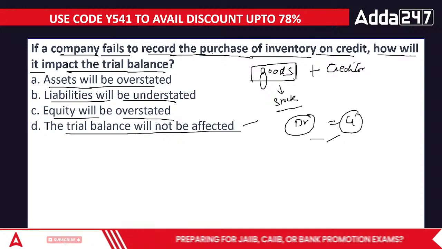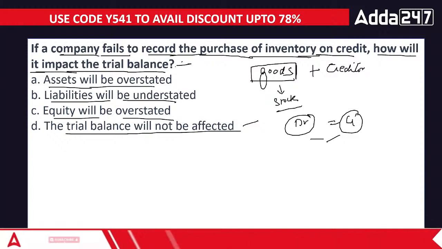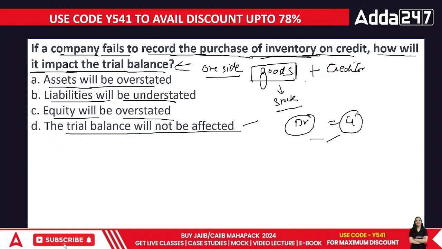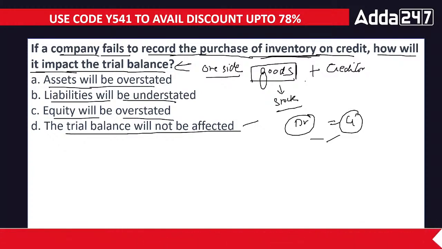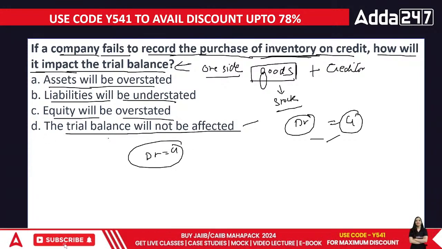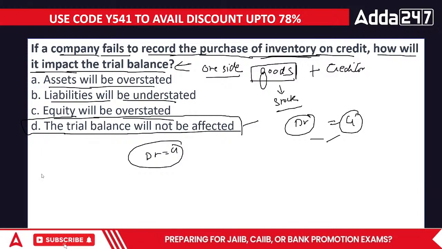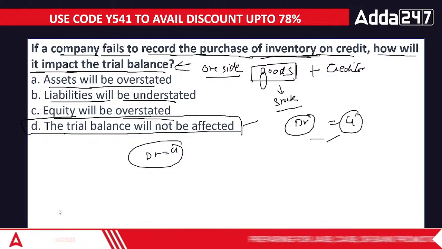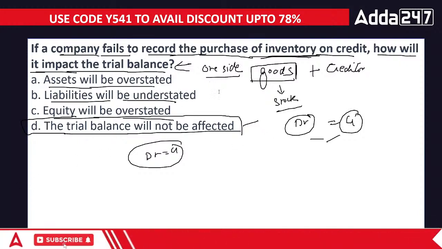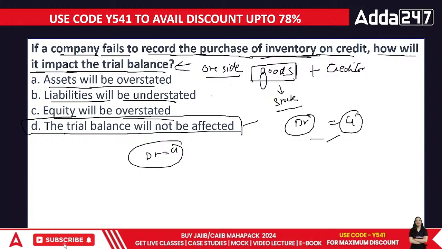If the company fails to record the purchase of inventory on credit, and it is one-sided, this question has to be elaborated further. If you have noted just the one particular thing, that is inventory, and you haven't noted down the creditor, then it would be different. If the entire journal entry is missing, then the debit and the credit side are still the same. So D would be the answer: the trial balance will not be affected in this case. This is called the error of omission. Error of omission means anything which you tend to forget to record.